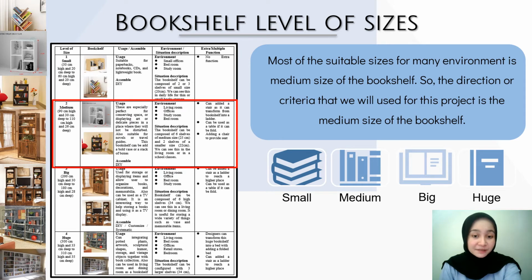Basically, bookshelf can be divided into few levels of sizes such as small, medium, big, and huge. Those levels have a different usage such as the small size is suitable for paperbacks, notebooks, CDs, and lightweight book. The medium size is perfect for conserving space, displaying art, or delicate pieces in a place. Then big size is basically used for storage or displaying items and allows user to organize books, decorations, and memorable items. And lastly, the huge size can integrate the pot plants, artwork, sculptural shape, humor, storage, and vintage objects together with book collection.